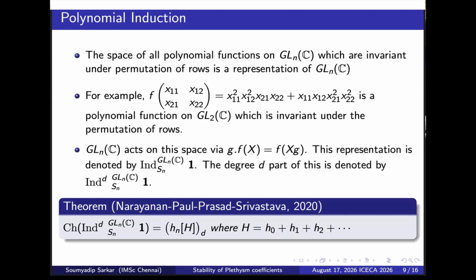So in this context you can define a notion of induction. It's called polynomial induction, which was defined by Narayanan, Paul and Prasad Srivastava. And they showed that if you look at the degree d polynomial functions on GL_n(C) which are invariant under the permutation of rows, that is a GL_n(C) module, and the character of this module is basically the degree d part of h_n plethysm h.